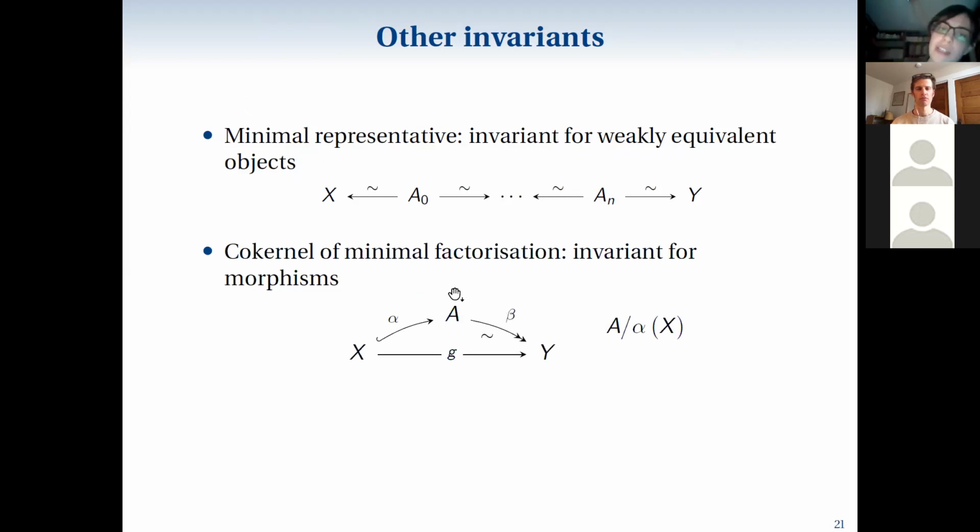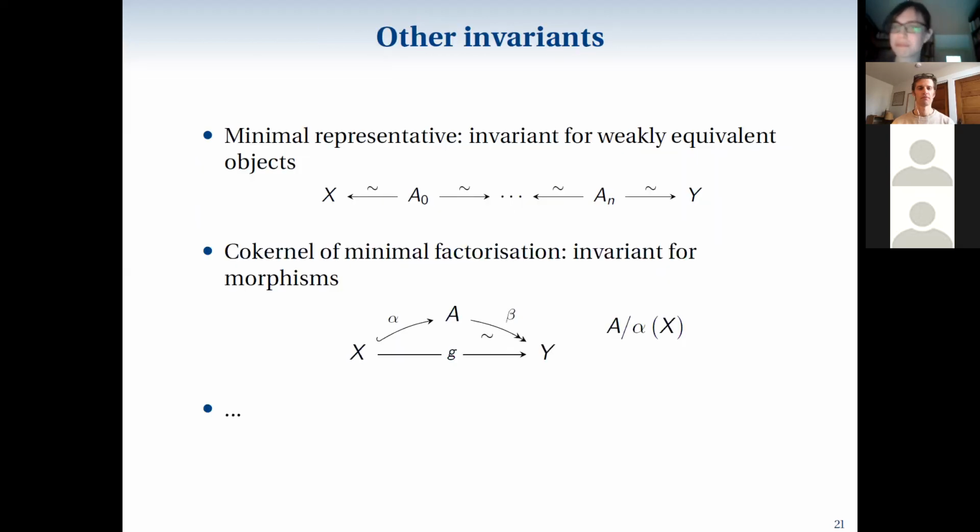Now the object A given by the minimal factorization is in general not cofibrant, so I cannot really use it. But the co-kernel of this map is cofibrant and is uniquely associated to this morphism. So I can use it as an invariant to retrieve different information about the morphism, for example. And there are many more.